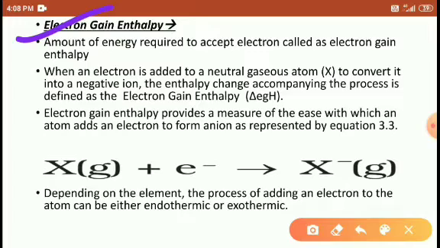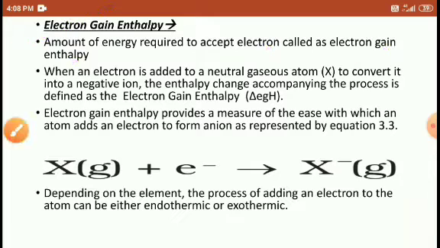So electron gain enthalpy means the amount of energy required to accept an electron. Right, students, the amount of energy required to accept electrons. Energy required to accept one electron into its outermost orbit is called the electron gain enthalpy.